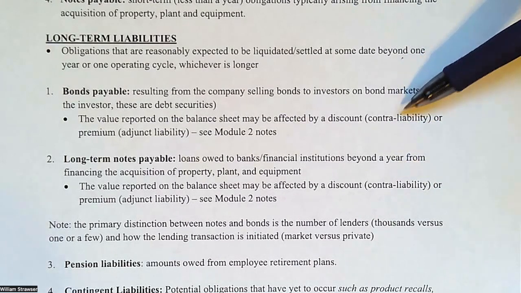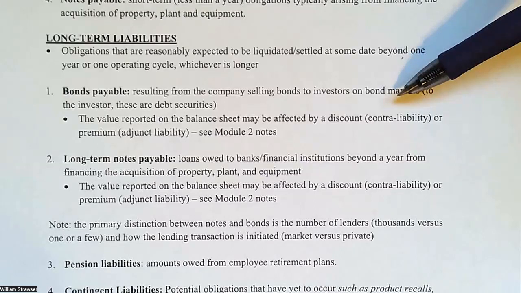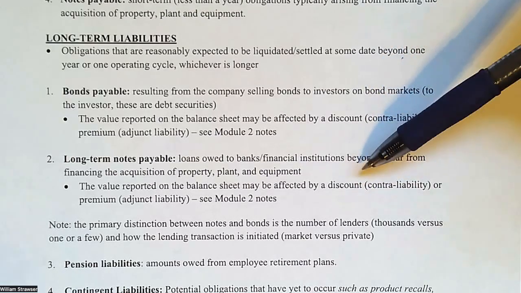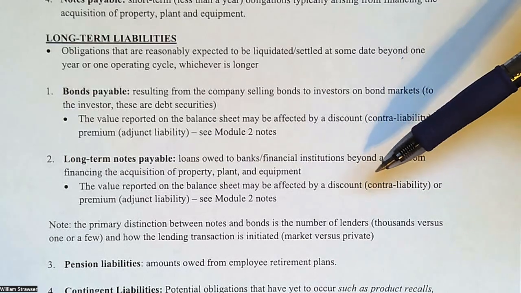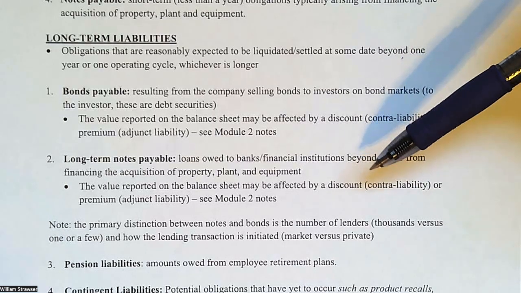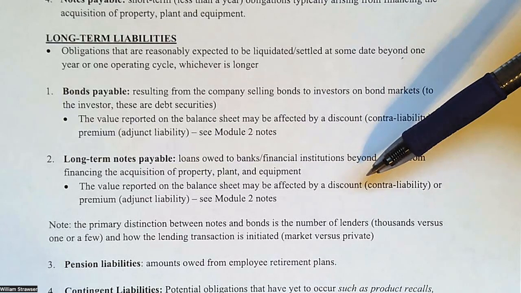The big difference is we sell bonds on markets to multiple people, thousands of people, tens of thousands of people. Long-term notes, we're borrowing from a specific institution, perhaps a few banks or a few financial institutions, but it's not a market transaction.